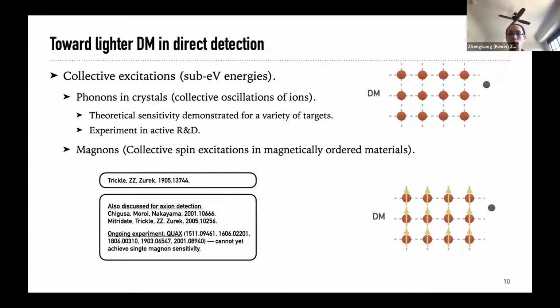So magnons are more futuristic, perhaps, when we think about application to detecting dark matter scattering compared to phonons, but it follows a very similar set of theoretical frameworks. So we did the calculation for this case as well. But I should mention at the same time that people have also been talking about magnons in the context of axion detection, and there's an ongoing experiment called QUAX, which, although it's not really trying to detect single magnons, is using a similar set of ideas.